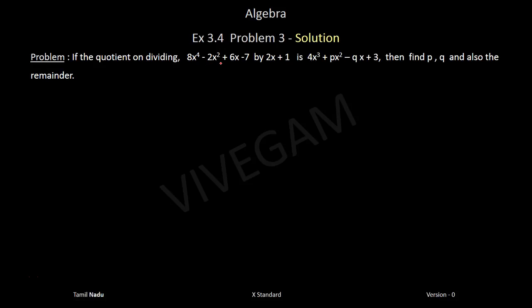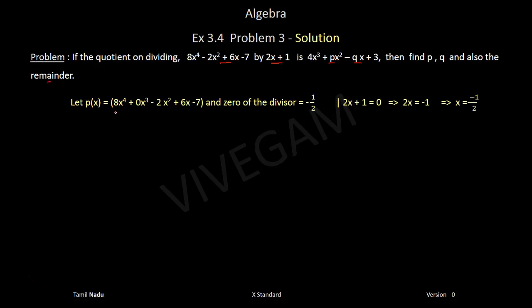So what we should do is go ahead and do the synthetic division of this polynomial divided by the divisor, which is 2x plus 1. You will get a quotient. Compare that quotient with this, and on comparison you will be able to get the value of p and q. And the remainder, whatever we get in the synthetic division, will answer this part of the question. Okay, so let's get going.